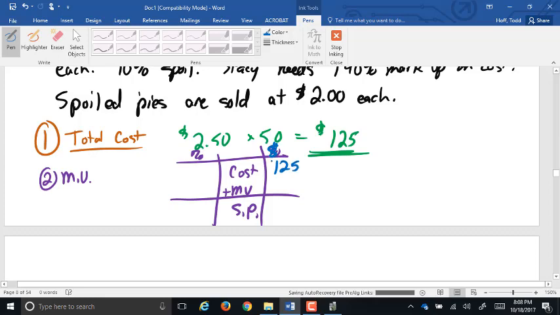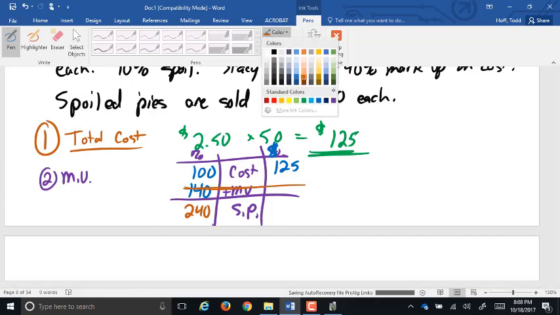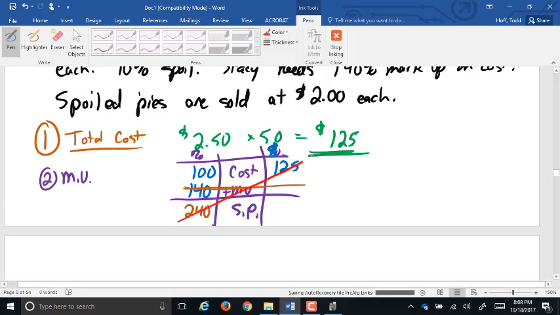$125 goes on the dollar side for cost. What goes in for our percent? 140, right? 100% on the cost. So 240 is our selling price. So we will cross multiply and divide here. 240 times 125 divided by 100 is $300. $300 total selling price. What's next? Spoilage.